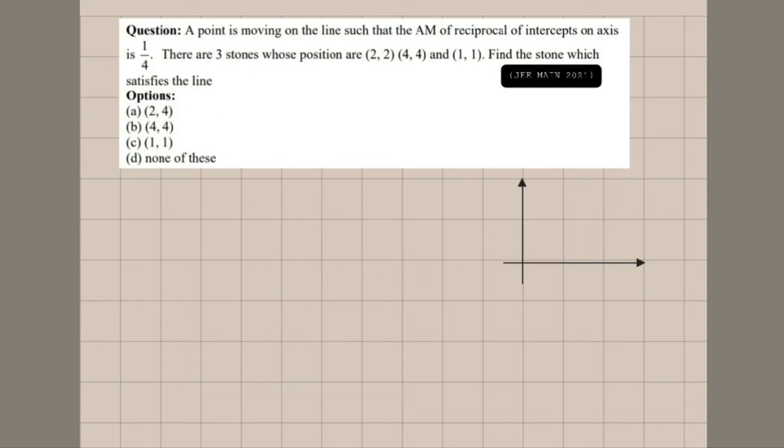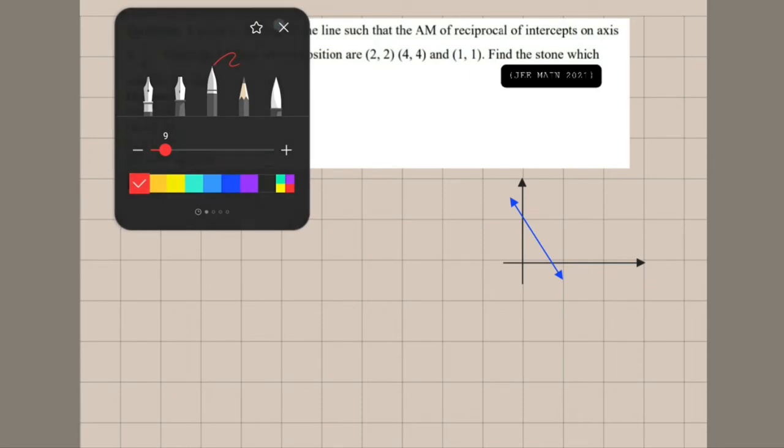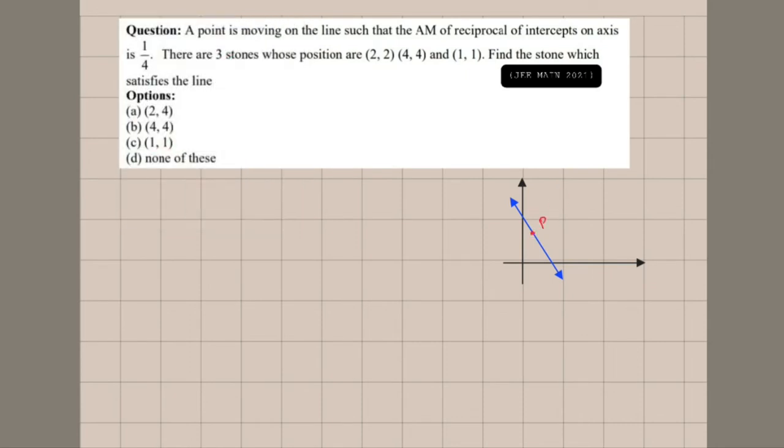So before solving any problem, we should have a good understanding of what the problem is asking, and we need to know what information is given in the question. Given there is a line L such that there is a point P which moves on this line. And it is given that the arithmetic mean of reciprocal of intercepts is 1 by 4. Let's say its x-intercept is A and its y-intercept is B.